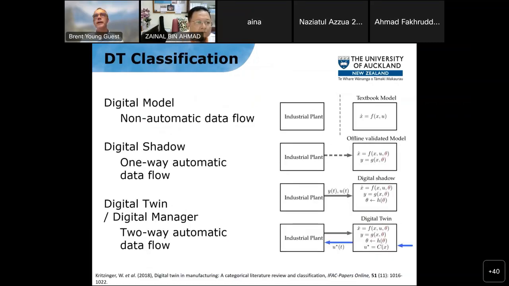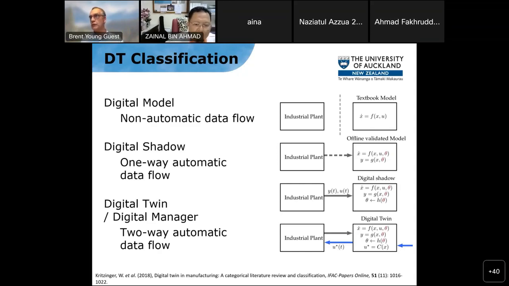Another way of looking at this: previous authors, Kritzinger a few years ago, had a definition which we quite liked, and we've borrowed from it and hopefully improved on it. But the idea is where our digital twin fits with respect to digital models. You've got your industrial plant, and you've got a model which you might get out of a textbook. That is the classical situation, and the two are not connected.